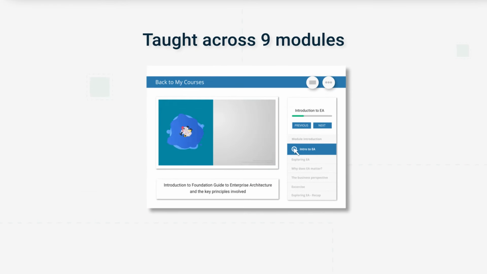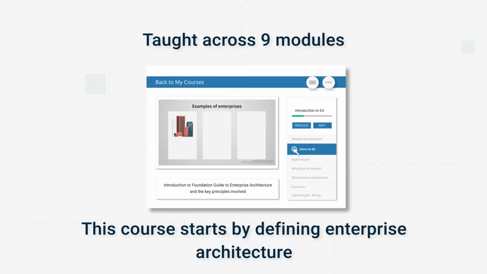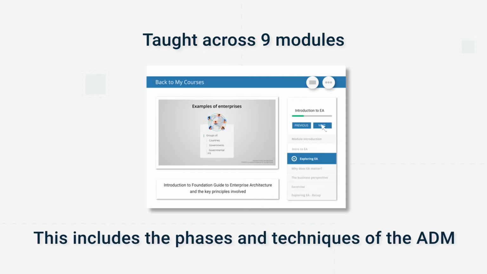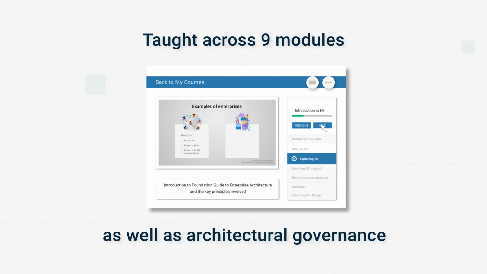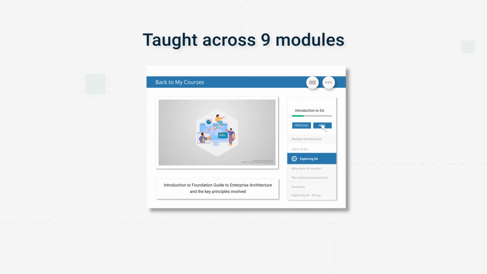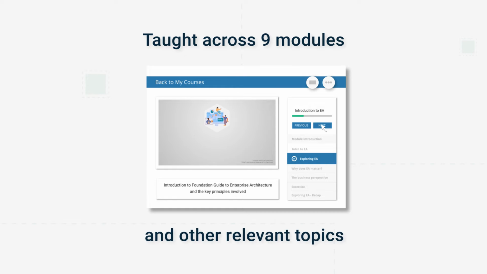Taught across 9 modules by a TOGAF specialist, this course starts by defining enterprise architecture before going into detail on different aspects of the TOGAF framework. This includes the phases and techniques of the ADM, as well as architectural governance. The course also discusses how to apply TOGAF, requirements management, agile enterprise architecture, and other relevant topics.